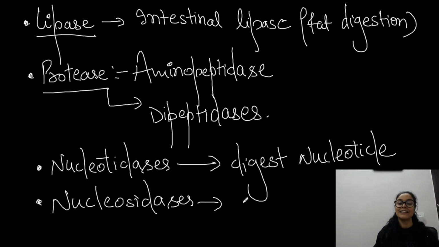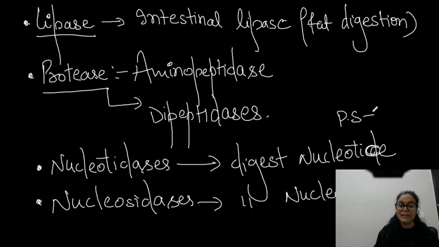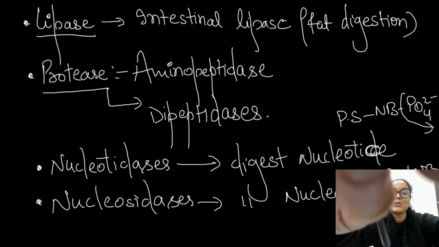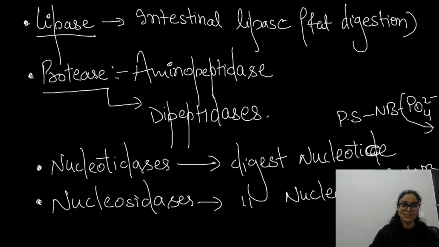Nucleosidases digest nucleosides. We know nucleotides are made up of a pentose sugar, a nitrogenous base, and a phosphate group. The nucleotidase releases the phosphate group, and then what remains is the pentose sugar and nitrogenous base, which are separated by nucleosidase, right? So finally all three units of the nucleotide are digested.